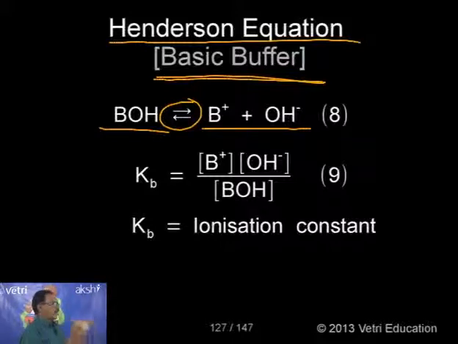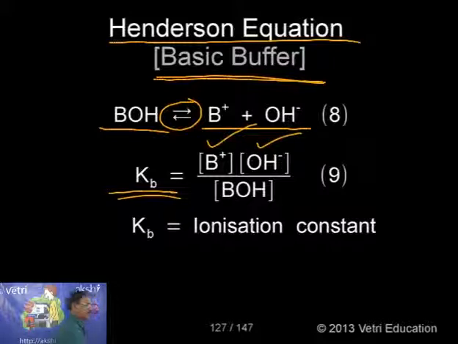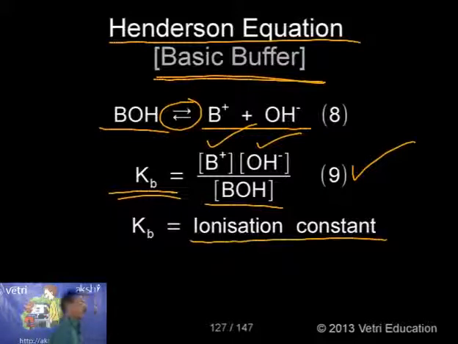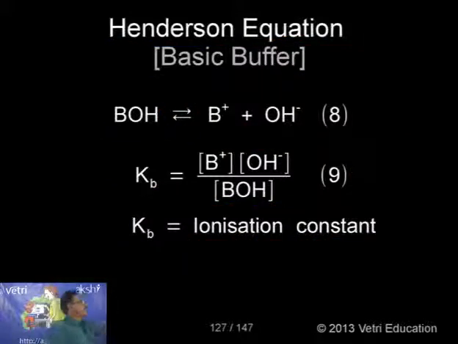Okay. So for this base, as usual, what is Kb equal to? The product of B plus into OH minus divided by BOH, that is equation number 9. So the ionization constant of the weak base is equal to B plus into OH minus divided by BOH. What is Kb? We know it is the ionization constant for a weak base. Okay, next.